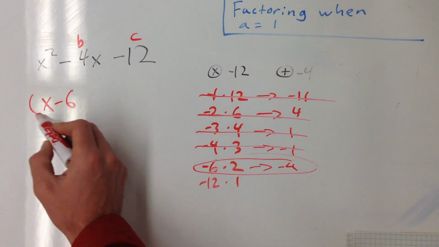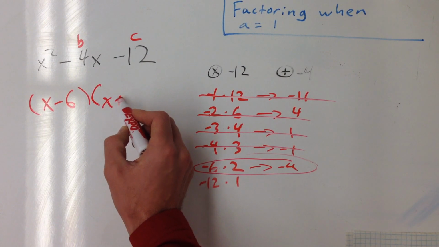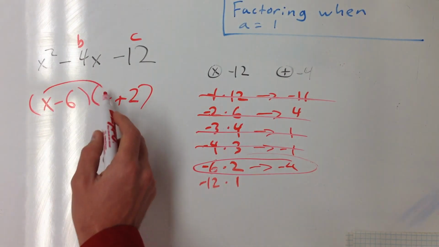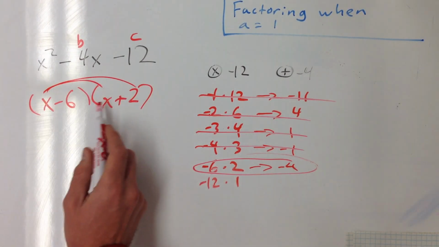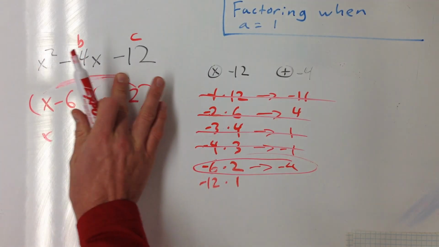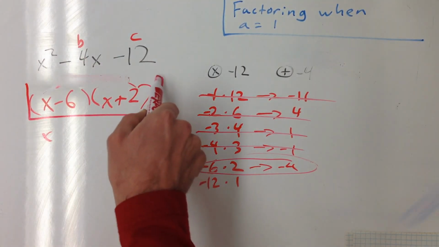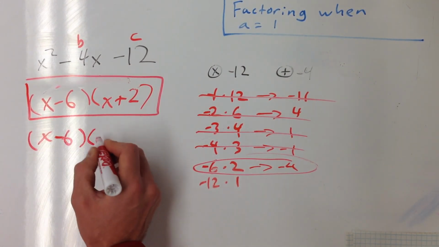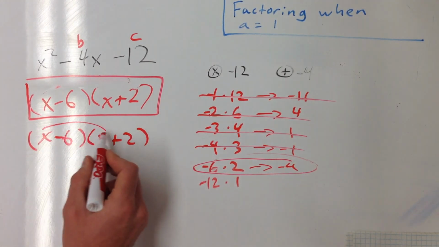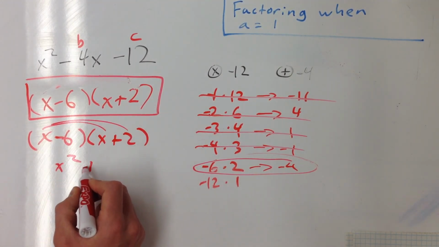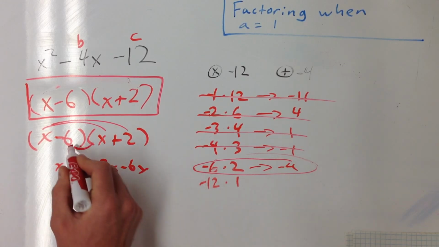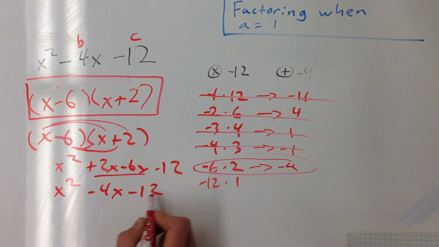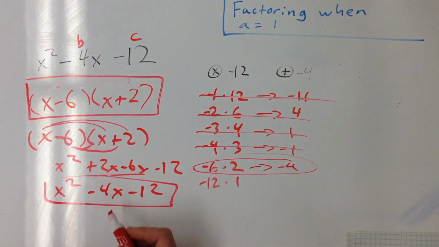So our solution is x minus 6 because it's a negative 6, x plus 2. Same thing applies. We can FOIL this back out to see if we did it right. x times x. So this is our solution. We're done right here. Everything else we're doing is just checking. So if I want to multiply this out, I'll get x squared plus 2x minus 6x minus 12. So that's x squared minus 4x minus 12, combine those like terms. And that's where I started with, right? So I didn't break anything.